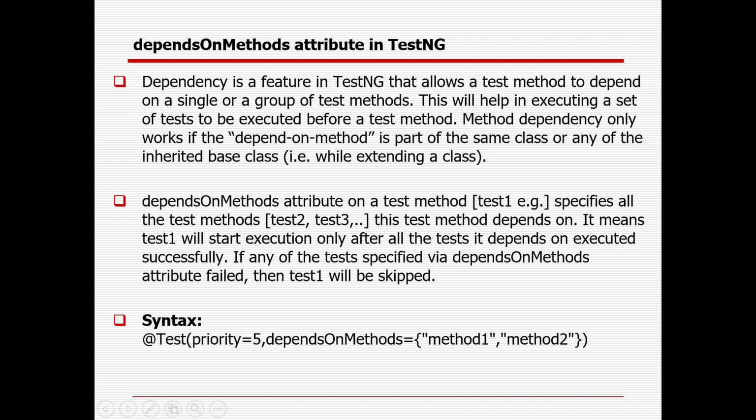Say the first is the login method. Then the next method is searching the product, which can depend on the login method. Then for payment I can make 2 dependencies: one is login, one is adding the product to the cart. For returning I can make 3 dependencies: login must be successful, then the product must be there, then the payment must be made, and only then can I return it. If something fails, that will simply be skipped, so we don't waste time.